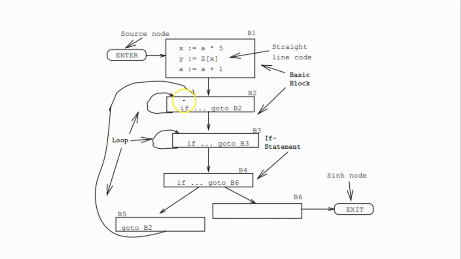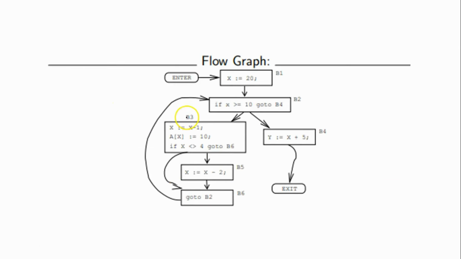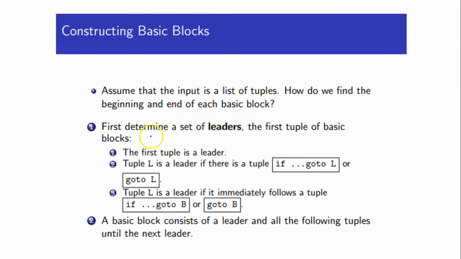Anyway, so this is your basic block, straight line. Basic block is nothing but a straight line of code. So this is basic block, this is basic block, and these are the loops and all these things. Let's see the leader algorithm. So this is the leader algorithm basically.